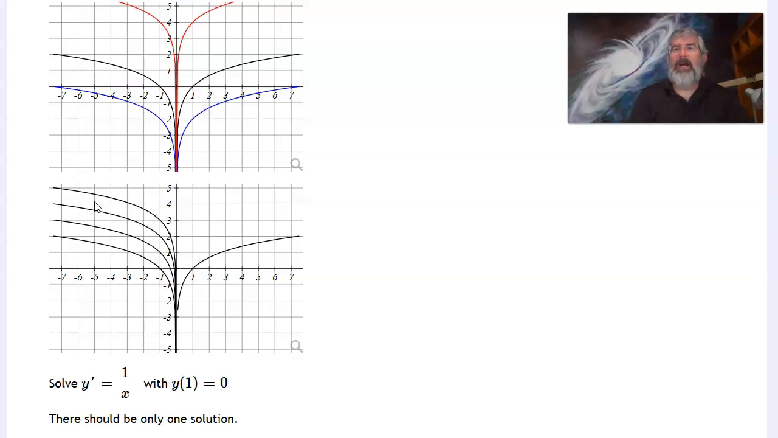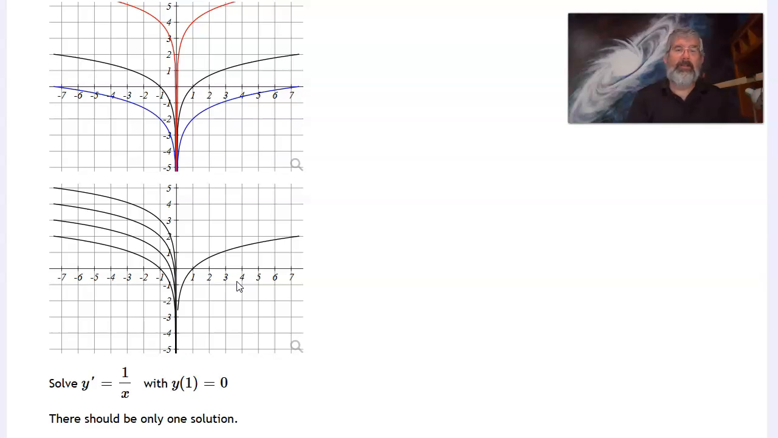Yes, it is. However, in the interval where p and g are continuous, there is only one solution, right? In that the g here is 1 over x. It has an asymptote at 0. The initial condition has x equals 1. So the interval that contains the initial condition where the functions p and g are continuous is from 0 to infinity. It doesn't include the stuff on the negative side. It only includes the stuff on the positive side. So in that interval, there's only one solution.